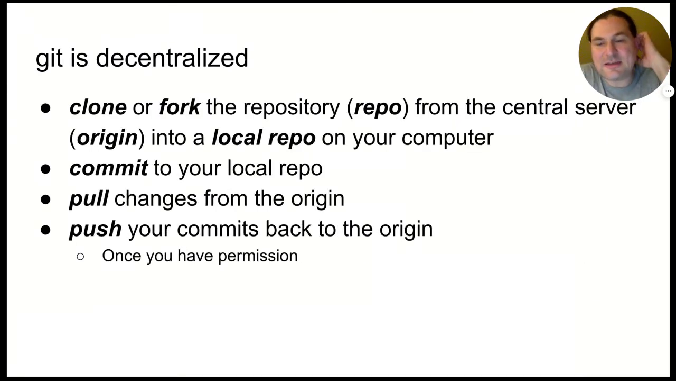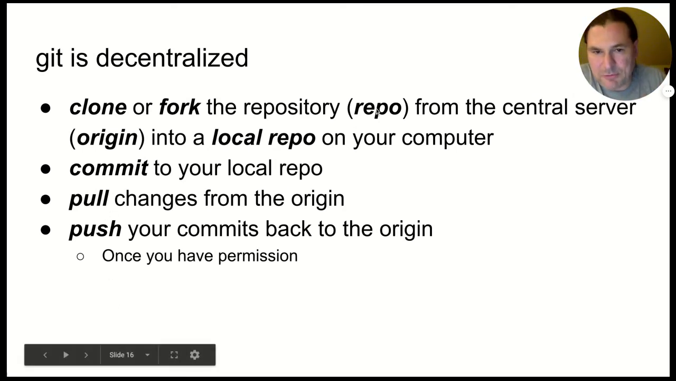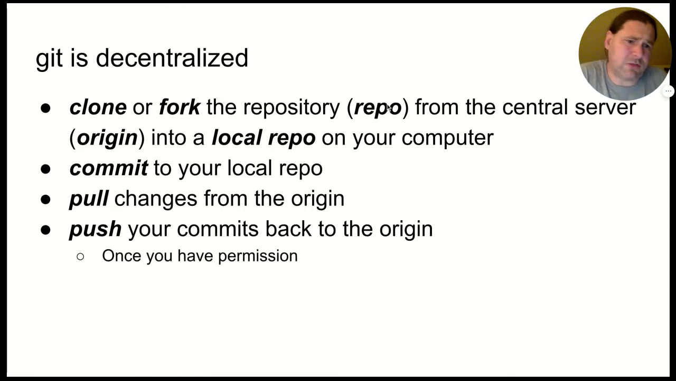So Git is decentralized, or distributed. So we clone the repository, and I'm putting the new terminology in bold and italics. We clone the repository, or repo. Nobody says repository; they call it a repo. That's what they call stuff. So we clone the repo from the central server.